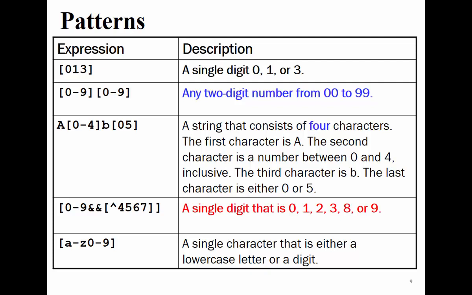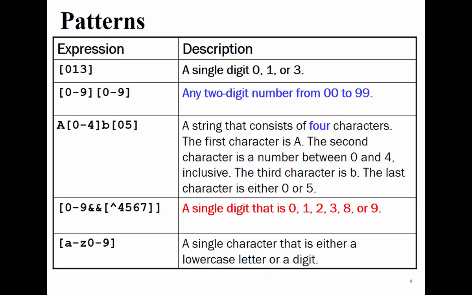Now, for the third line, we are looking for a pattern that always starts with a capital A. You see here, it's capital A, then any digit between 0 and 4, and then we have a small p, followed by any digit, either 0 or 5.